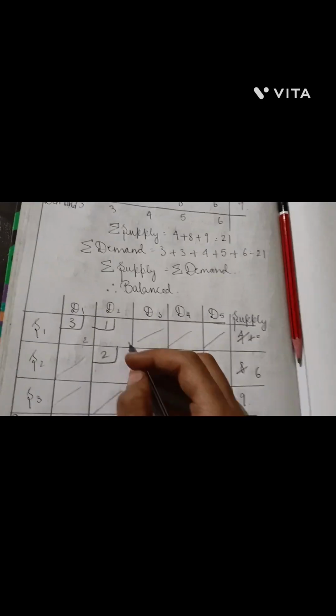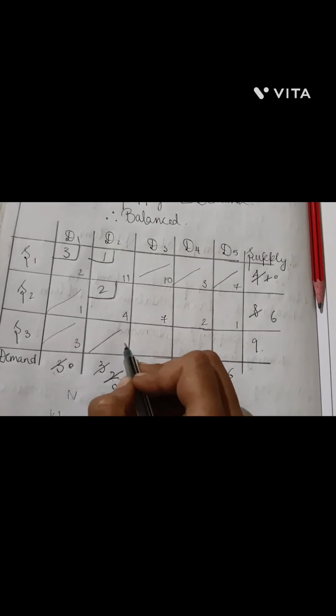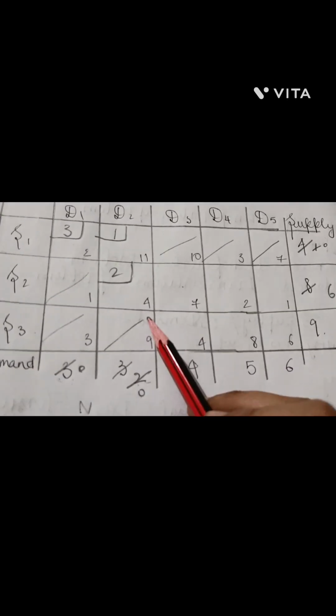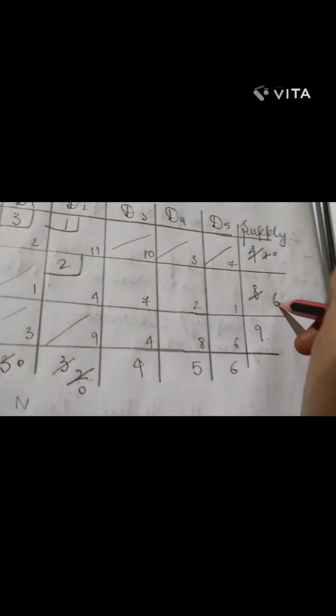Please also remember to write the cell numbers as given in the question. So now we'll start solving again. After meeting the demand here, this cell gets struck out because it has gotten 0 here, and then we are left with 6 more supply units.